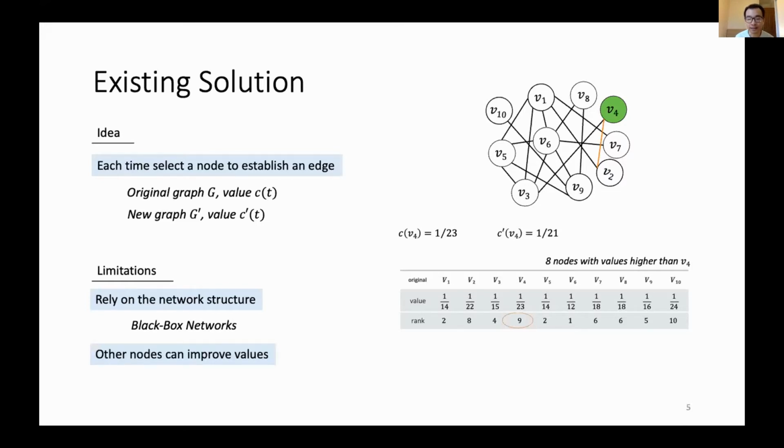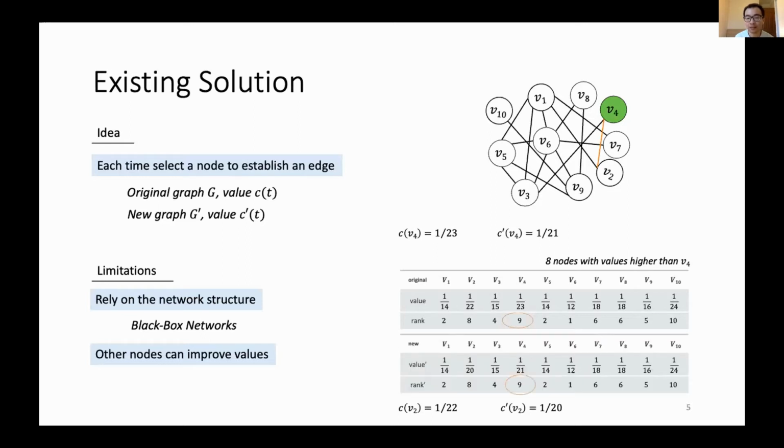Another limitation is that if we insert edges into the graph, other nodes can improve their values too. Let me give you an example. If we insert the edge, the value of V2 has been improved from 1 over 22 to 1 over 20. And we see that in the new graph, the ranking of the target node stays the same. That means the promotion actually takes no effect. Therefore, we want to promote the ranking instead of the values, which can be more meaningful.